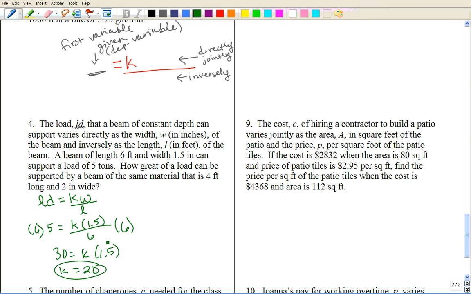I still need to solve. So if I'm looking for how great of a load can be supported by a beam of the same material, so I'll have equals 20, because that's our constant variation, that has a width of 2 inches, and the length is 4 feet. So that load would be 10 tons. So again, because it told us directly which units it was going to be in, I did not have to worry about converting the units, so you wouldn't have to either.